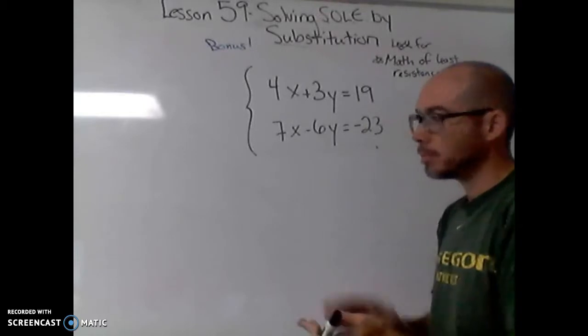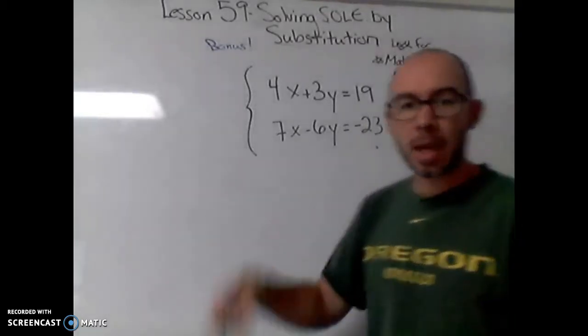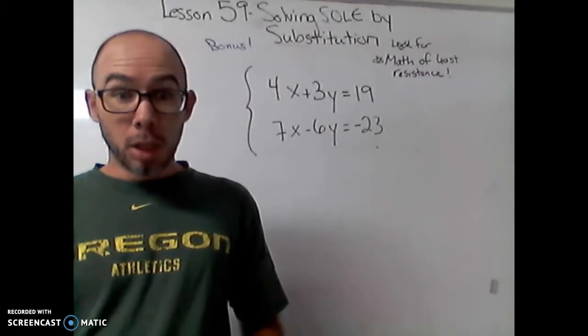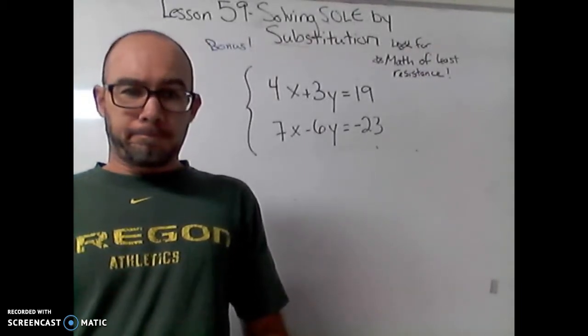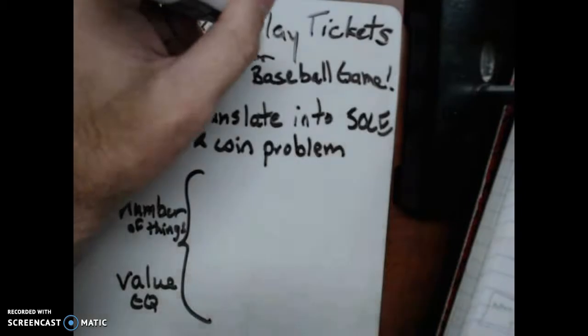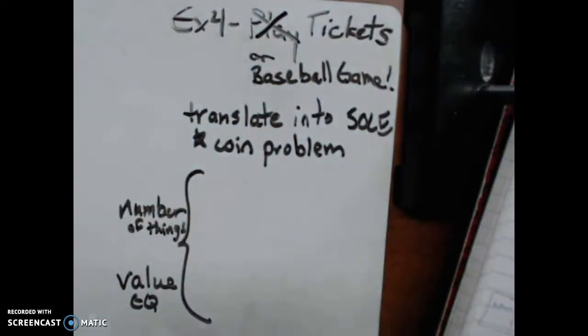Okay, now I'm going to go over to the camera. I'm going to talk about that fourth example, the application problem. Example 4 is about play tickets. I don't like that. I think that's dumb. And so let's say, imagine that we're going to a baseball game instead.